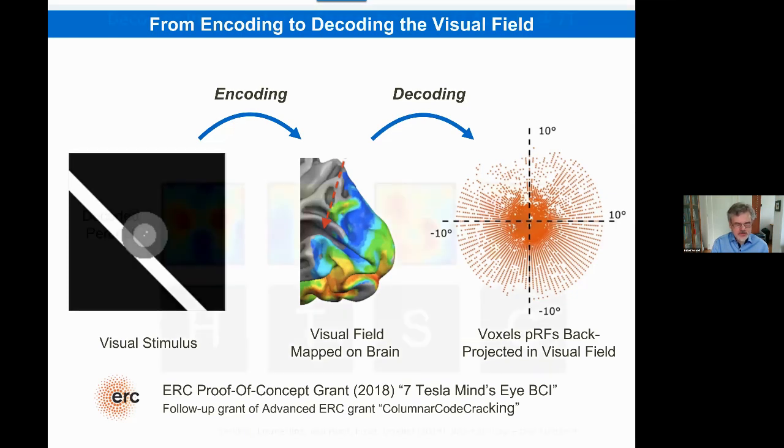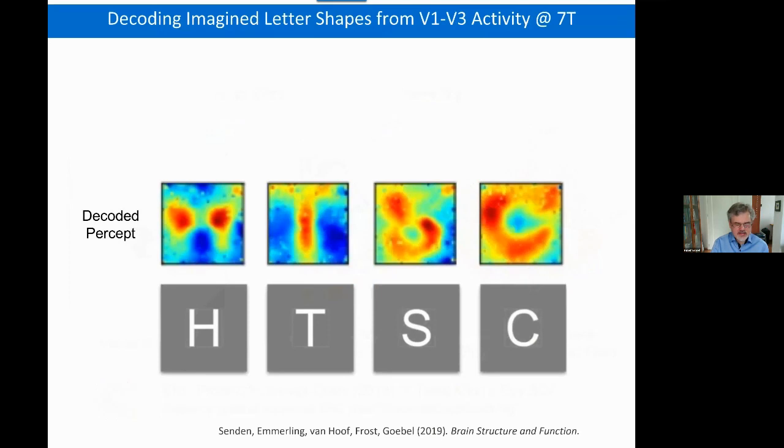The slide shows the result first for the case of presented letter shapes where subjects see the stimuli. The reconstructions shown above the letter stimuli are based on voxel activity in primary visual cortex of a participant, showing that the decoding process works successfully since the reconstructions clearly resemble the shapes of the presented letters, here the letters H, T, S, C.